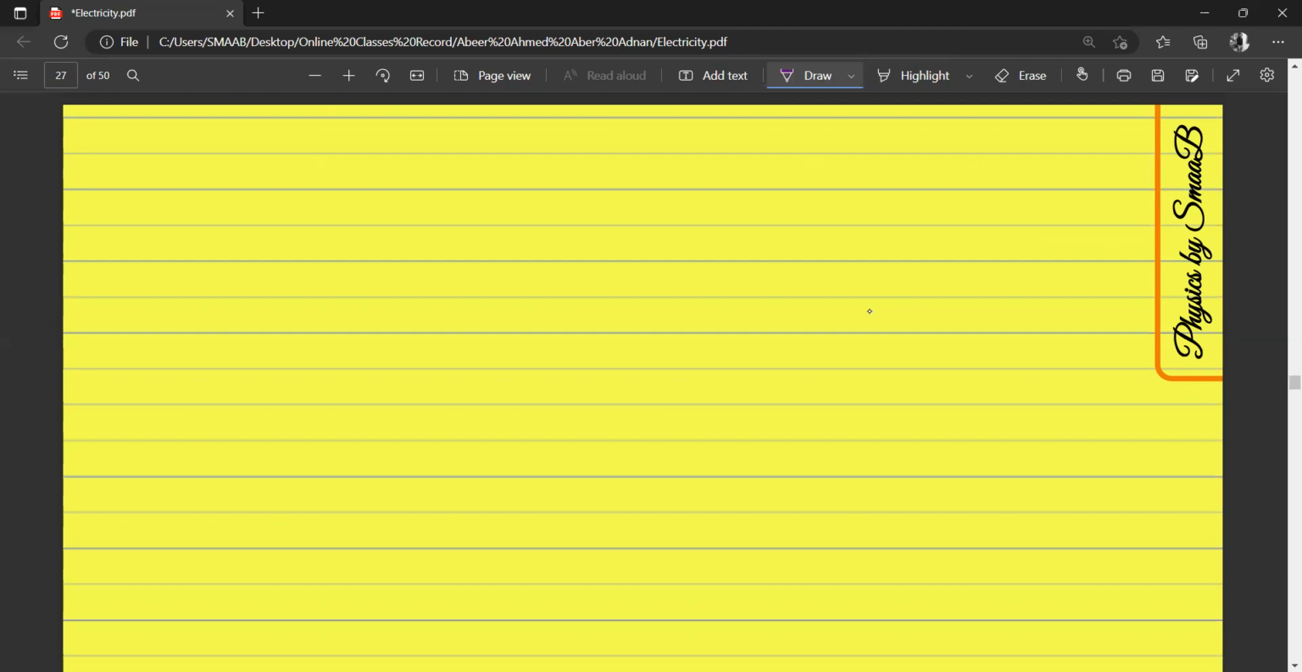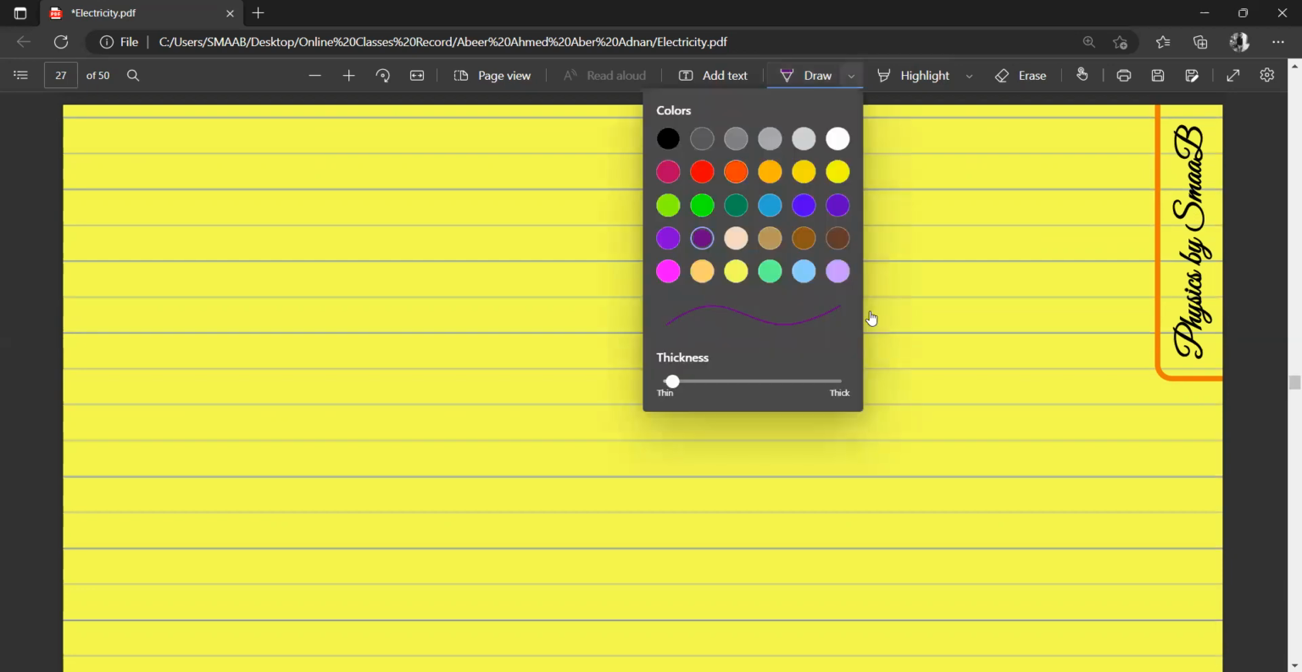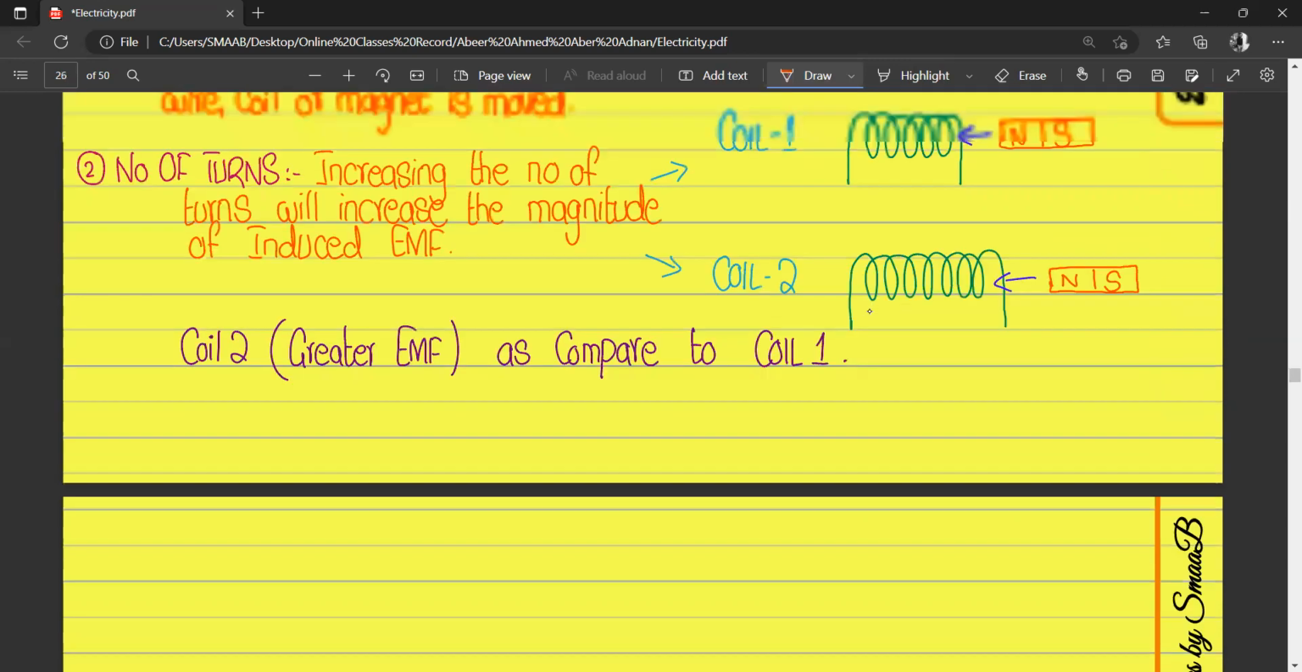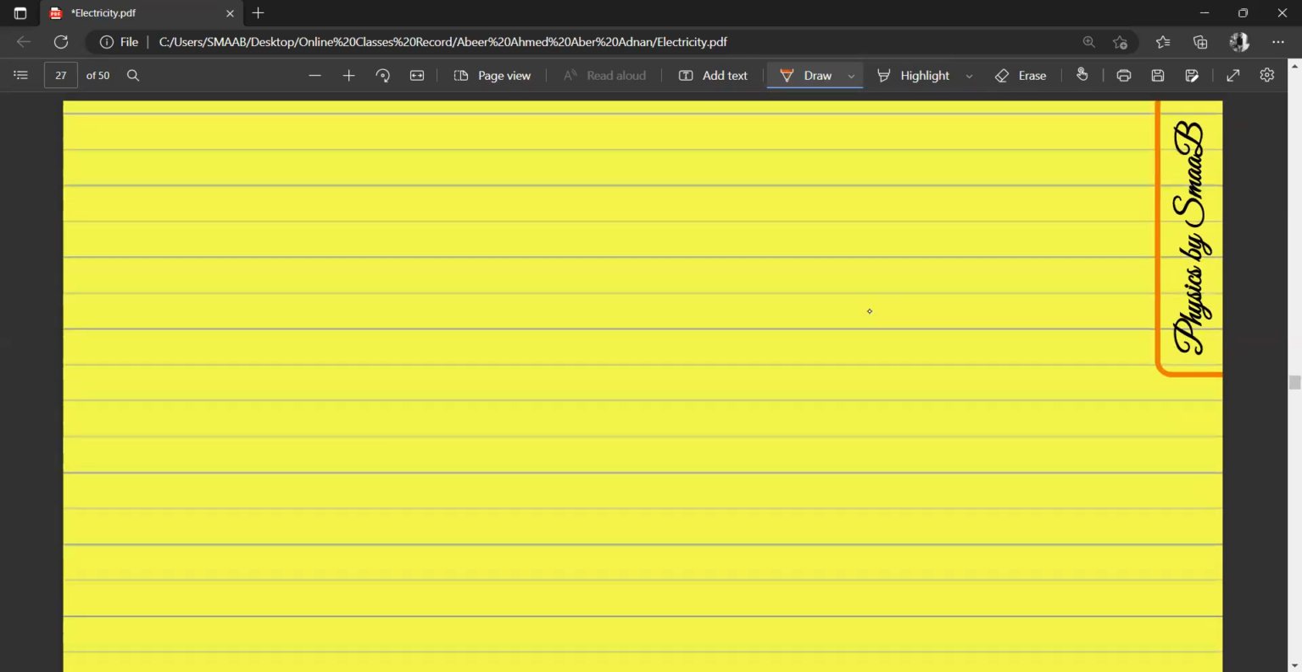Yes. So if we increase the size of the coil and if we increase the area of the coil, it will also increase the induced potential difference and induced EMF, right? So point number 3, yes, point number 3 or the third factor, it is related to the size or the area of a coil, right?